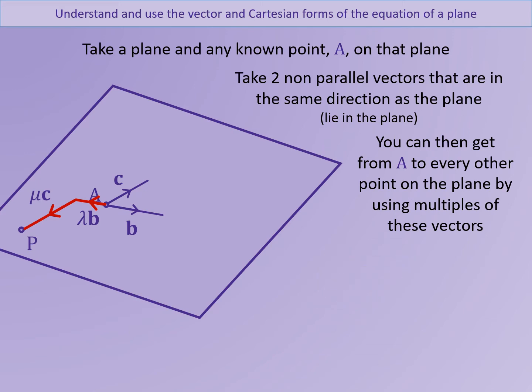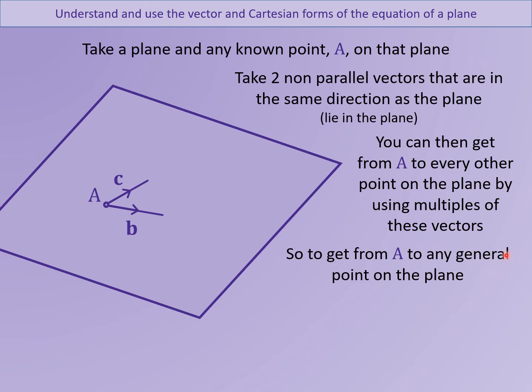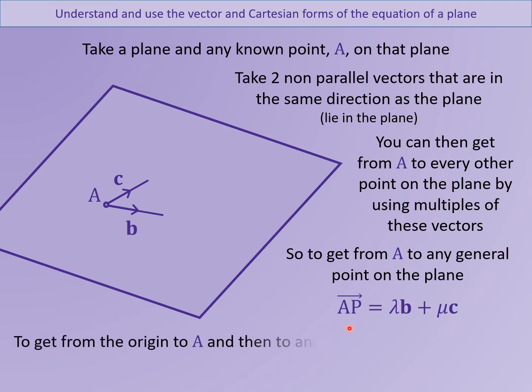Okay, right. So how does that help me then? Well, that helps me to start to formulate an equation of a plane, another equation of a plane. So to get from A to any general point, I could have a certain amount of B plus a certain amount of C. We've seen some examples of that. A certain amount across in the B direction, and then once I'm happy, a certain amount in the C direction. I can get to any point I like.